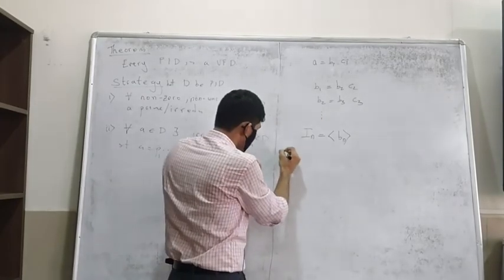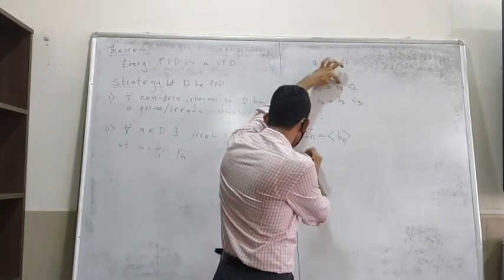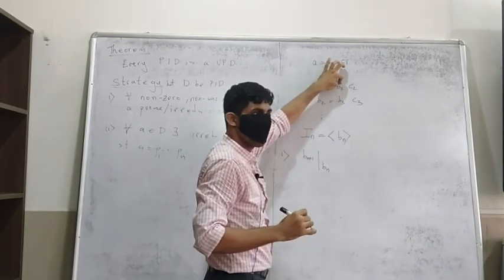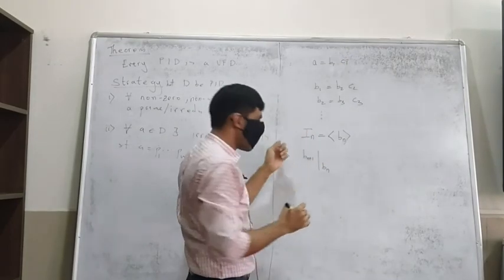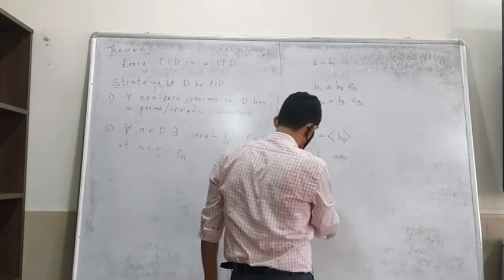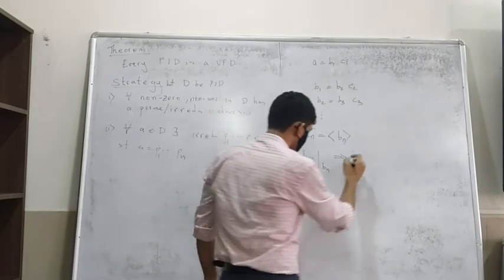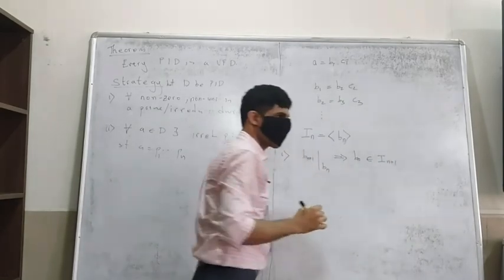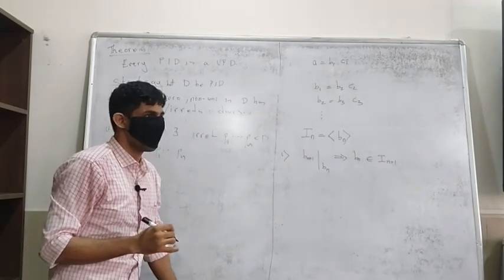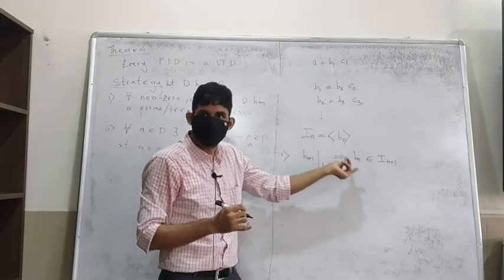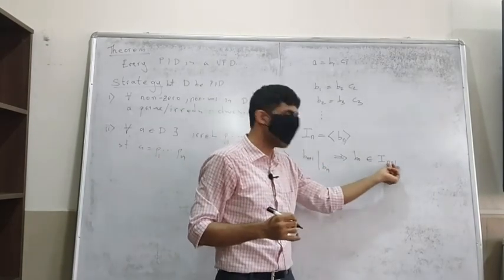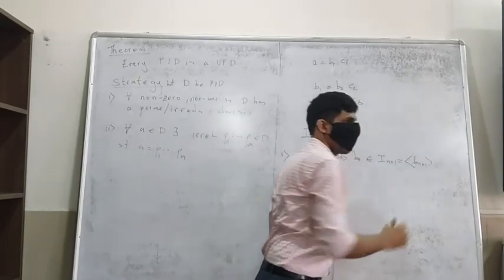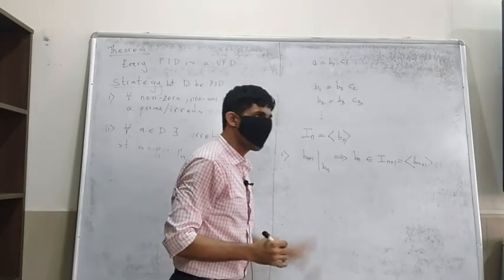So you can notice here that Bn plus 1 divides Bn, right? Since Bn plus 1 divides Bn, it means that Bn is in the ideal In plus 1, correct? Bn can be written as Bn plus 1 times something. So Bn is in the ideal, right? Is that okay?